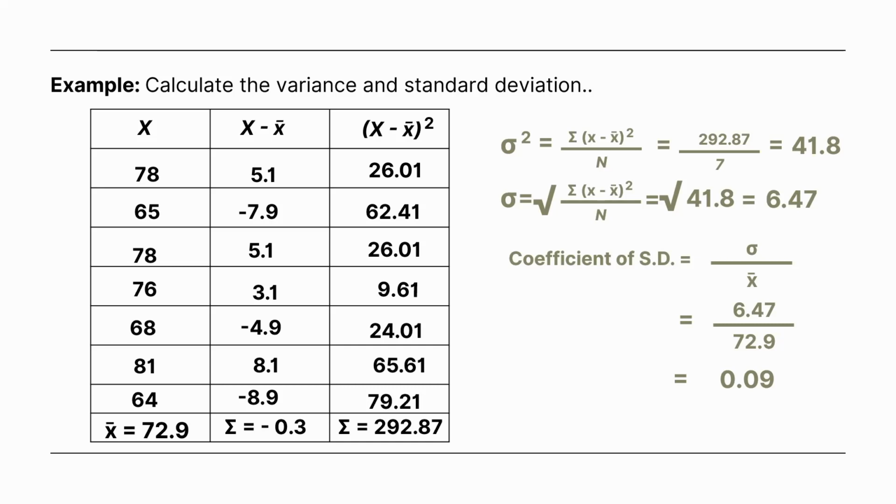Lastly, the coefficient of the standard deviation is the quotient between the standard deviation and the mean value. So 6.47 divided by 72.9 is 0.09.